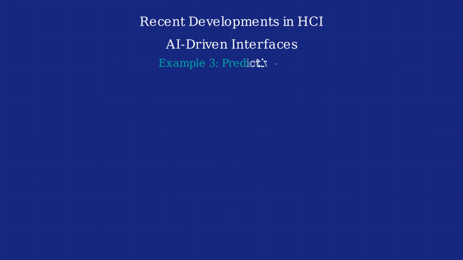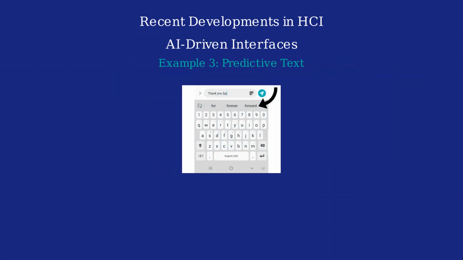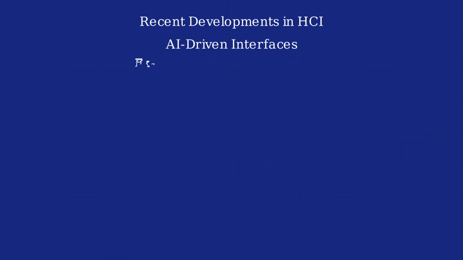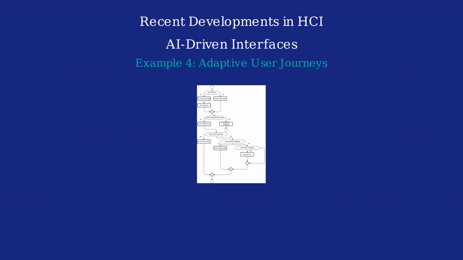Predictive text is a common example of AI-powered HCI that we use daily. The system analyzes typing patterns and context to suggest the most likely next words, significantly speeding up text entry. AI systems can create personalized user journeys by recognizing whether someone is a new or returning user and adapting the experience accordingly. Authentication workflows, navigation paths, and content recommendations all adjust based on user history.